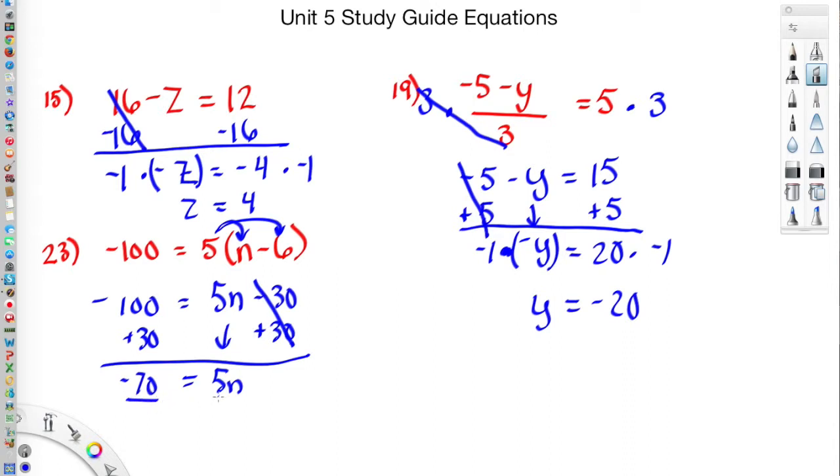Okay, then I need to isolate n. N's being multiplied by 5. The inverse of that is divided by 5. And I will get n is equal to negative 70 divided by 5, which is 14. And it's going to be a negative 14, because 5 times negative 14 would be a negative 70.